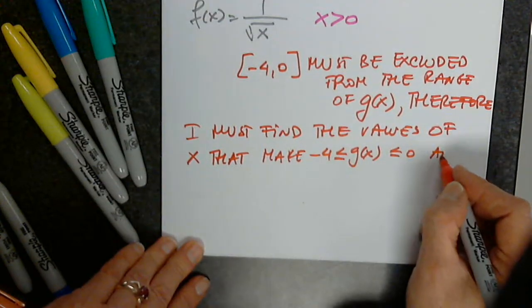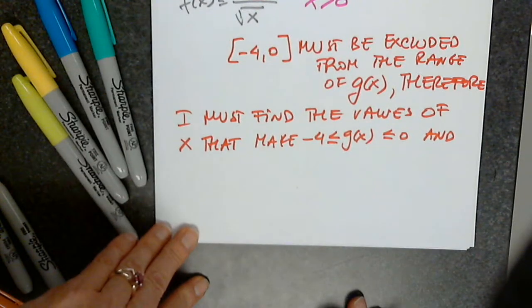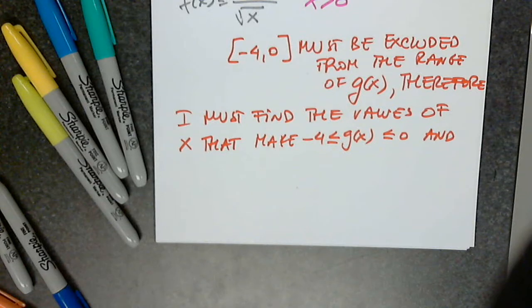Negative 4 to 0. And do what with those numbers after I find what they are? Remove them from the domain of? The domain of? Exactly. That's the problem. I apply G to blah, blah, blah, and it gives me negative 4 to 0. In order to remove negative 4 to 0, I have to remove those values of X from the domain of G that bring negative 4, 0 in the second set. And that will become the domain of the function composition.